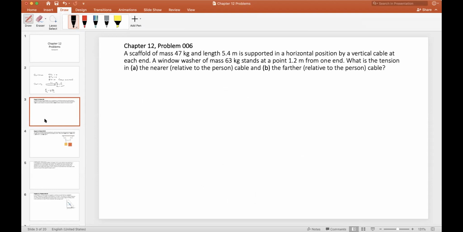Please remember, in the first problem, or in all these problems, there's numbers here. Your numbers are going to be different if you're doing this in Wiley Plus.